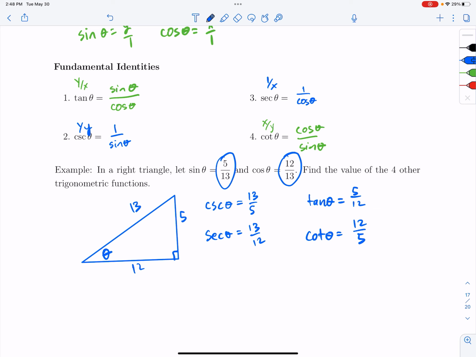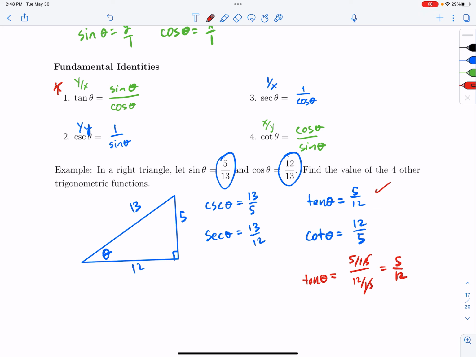All right. So we're just using some of our basic identities. Another way to do this for tangent and cotangent, let's do this. Tangent, as we set up here, is equal to sine of theta over cosine of theta. So I know sine of theta is 5/13. I know cosine of theta is 12/13. The 13ths cancel, and I get 5 over 12, which is the same thing as I got here. So that's another way you can do this.